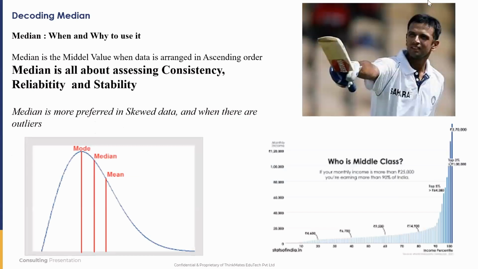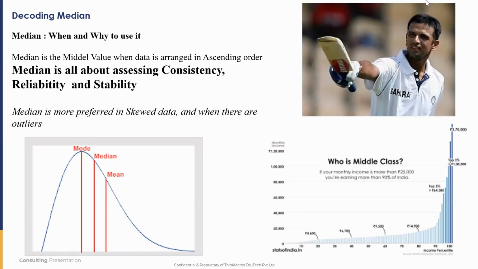Thanks for asking that. Median is when data is arranged in ascending order from smallest to highest, and the middle value is called the median. When is the median used? Whenever you want to assess consistency, reliability, and stability, the median is the best indicator. On the bottom left, you are seeing right skewed data. In statistics, I know it looks skewed towards the left-hand side, but it's called right skewed data when there are more outliers.